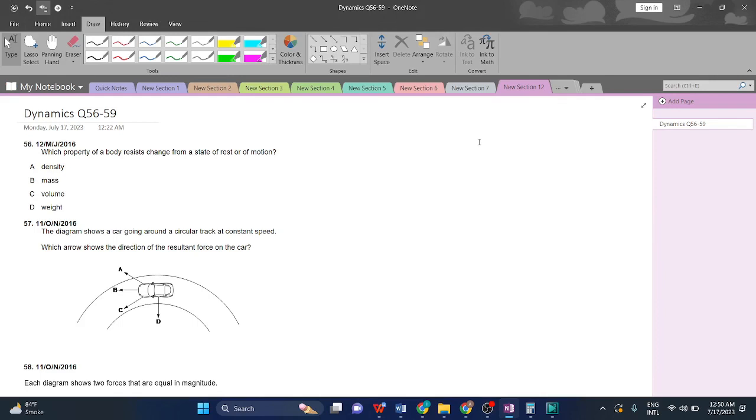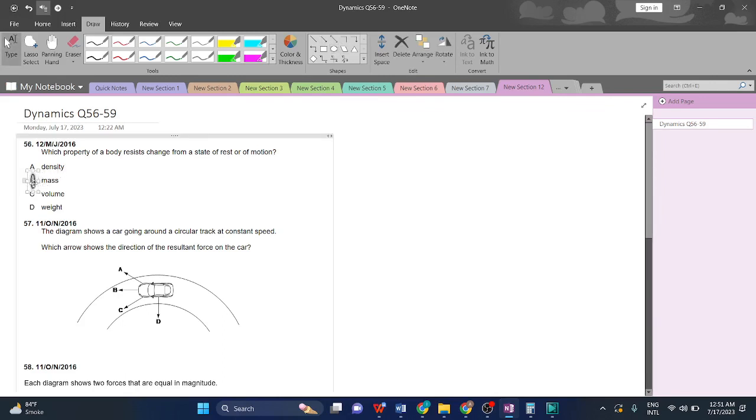Question 56. Which property of a body resists change from a state of rest or of motion? A. Density. That's wrong. B. Mass. We can consider mass because law of inertia states the tendency of a body to resist change in its motion, right? And inertia is directly proportional to mass. So the more the mass there is, the more inertia there is. And inertia is the tendency of a body to resist change in its motion. So B is the right answer.